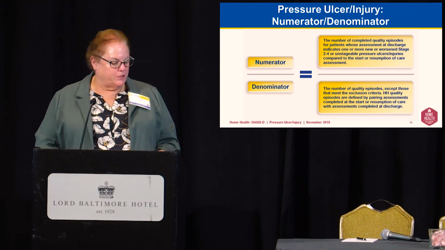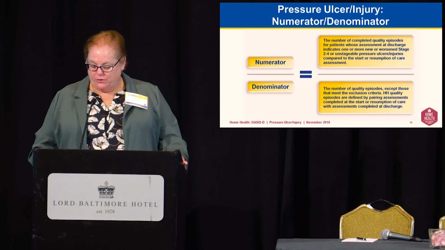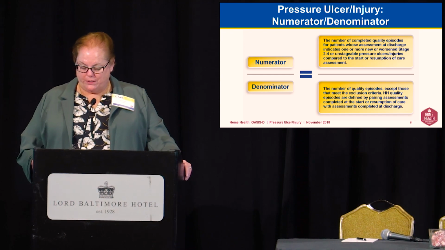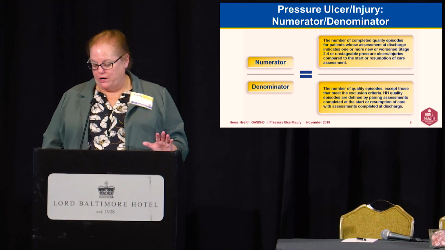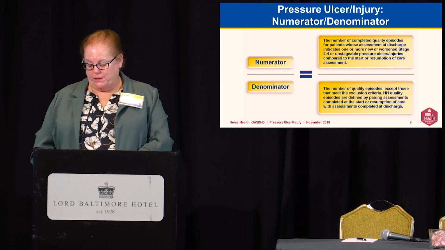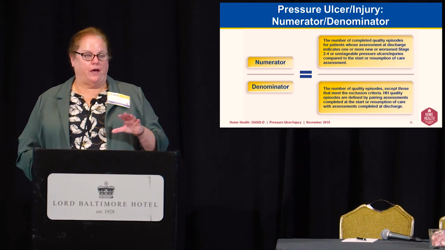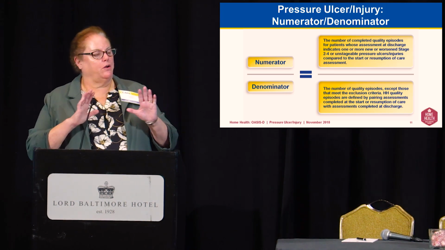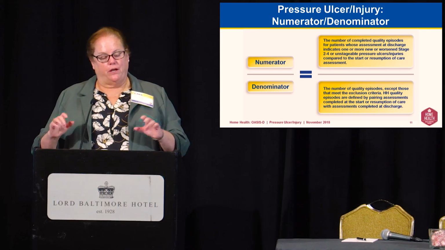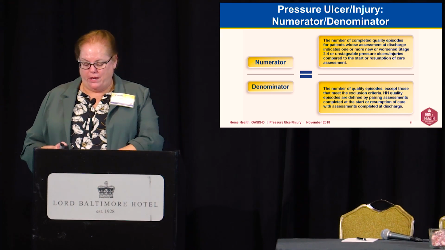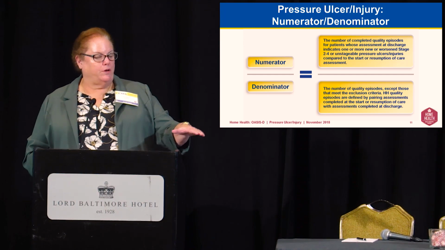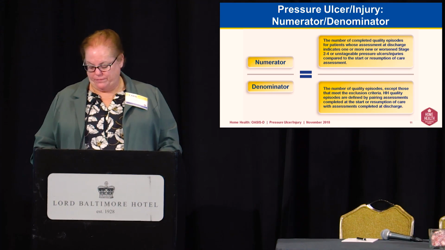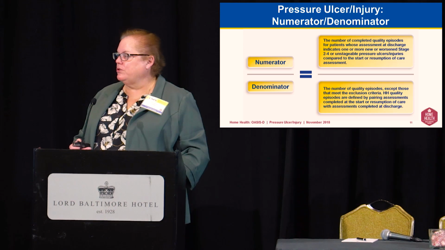And then our denominator is the number of quality episodes, except for those that meet the exclusion criteria. In home health, quality episodes are defined by pairing assessments, which we already talked about, completed at the start or resumption of care with an assessment completed at discharge. So you need to have all of those together. You have your total population who has a start of care or resumption of care along with a discharge, and that's your denominator. Your numerator are those who have completed the episode and have a stage 2 to 4 or unstageable pressure ulcer or injury. So now let's take a moment and look at the exclusions.